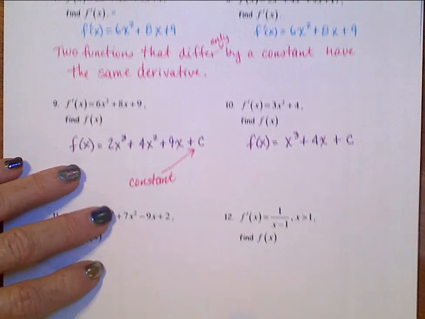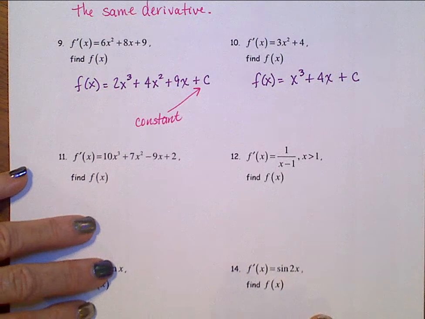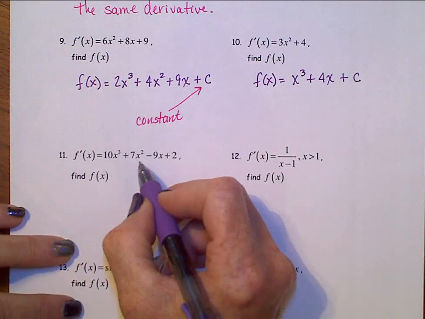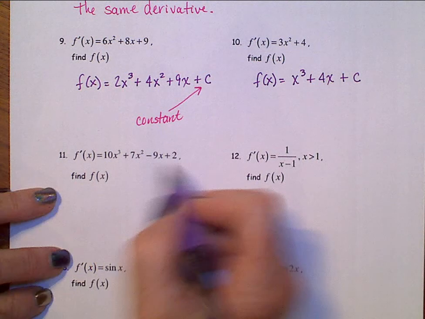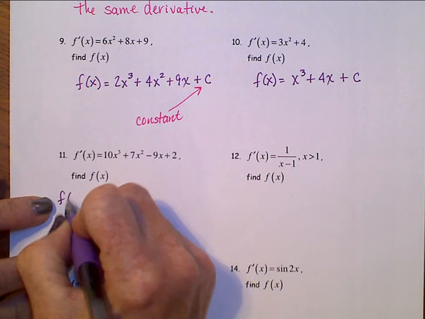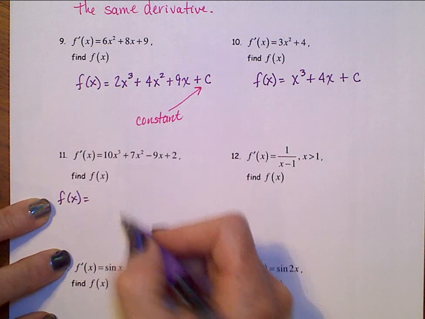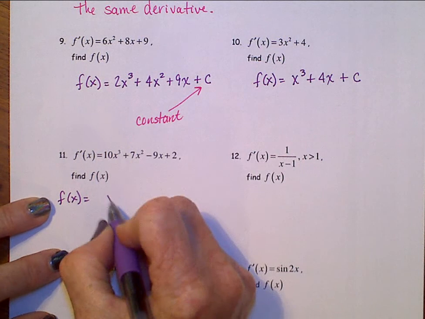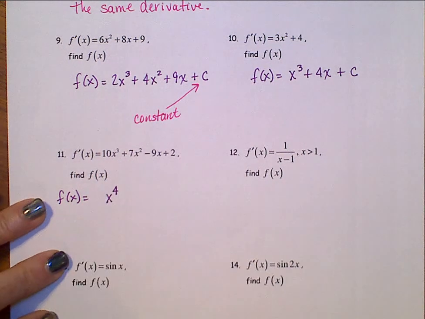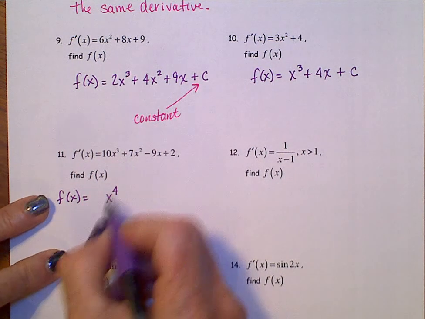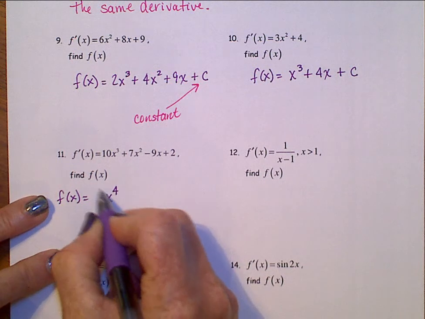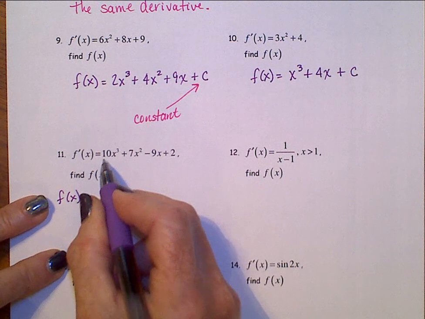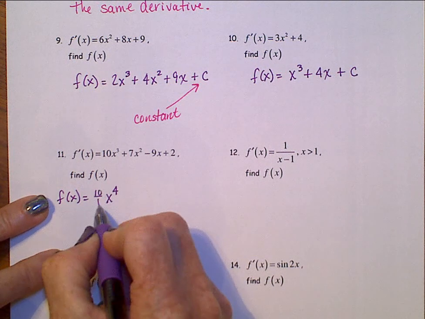Alright, taking a look at this next one. What if f prime of x is 10x cubed plus 7x squared minus 9x plus 2, and we want to find f of x? Well, clearly we know that to get this 10x cubed, we must have had x to the 4th before. So if we think about it, what would we have to put in front right here so that when we bring the 4 down, we get just 10? About 10 over 4.